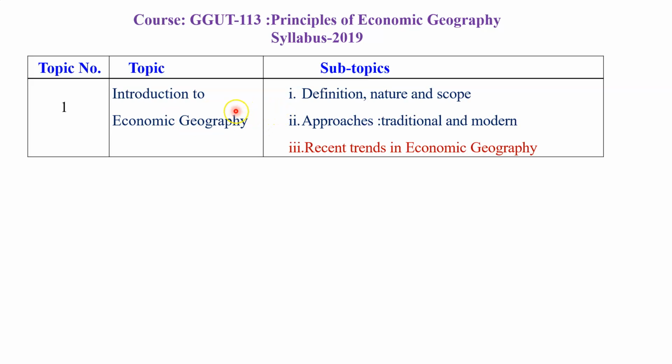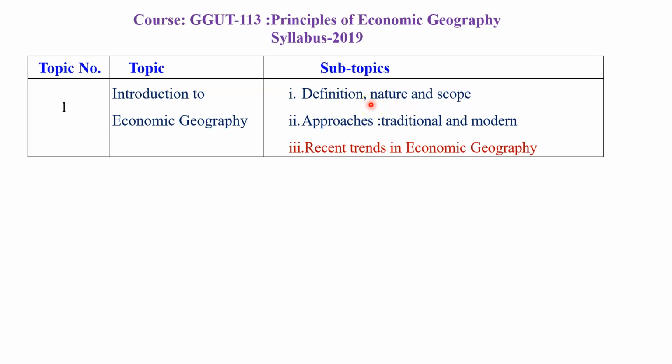Dear student, this topic is divided into 3 subtopics. The first subtopic is definition, nature, and scope of economic geography. You know that, student, economic geography is a prime branch of human geography, which developed in the later half of the 19th century. In the first subtopic, we are going to discuss a few definitions of economic geography, which are given by various scholars, economists, and economic geographers.